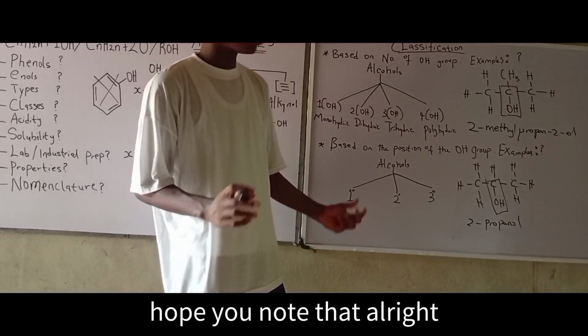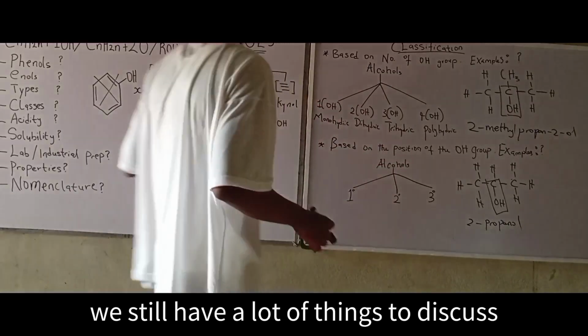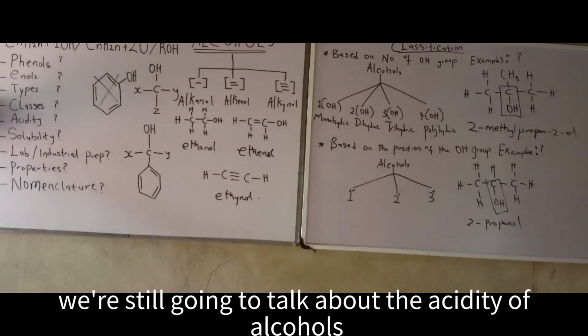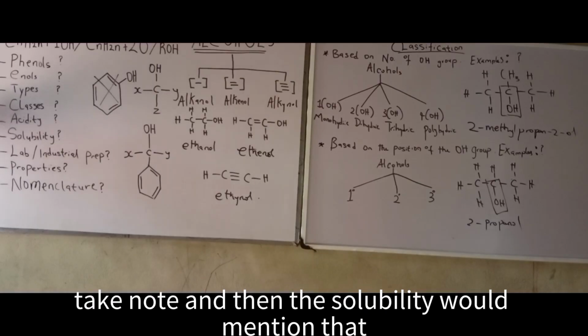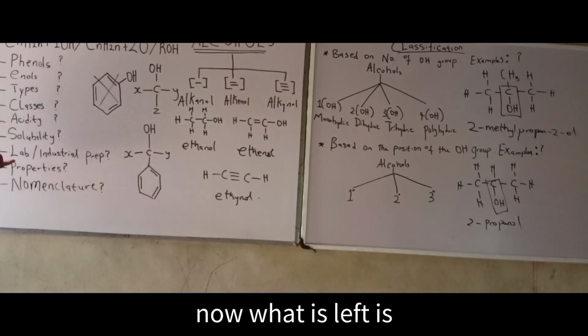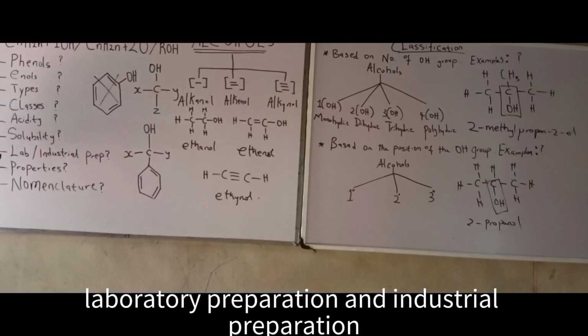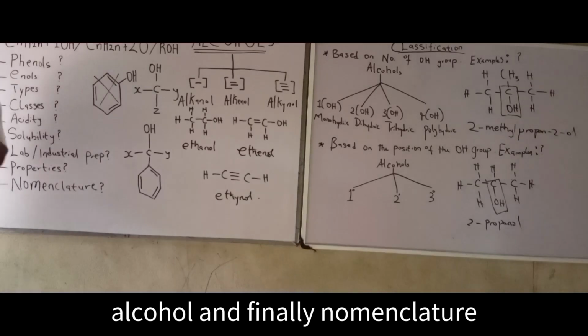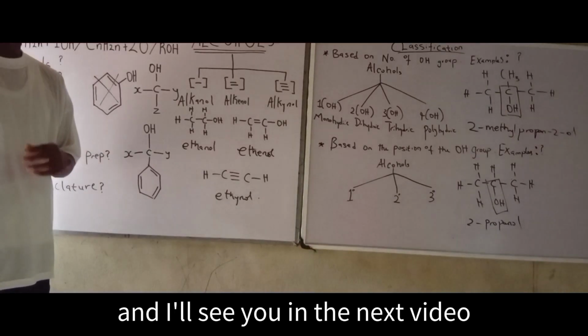Hope you note that. Alright, so on that note, we still have a lot of things to discuss. We're still going to talk about the acidity of alcohols, take note, and then the solubility, we'll mention that, alright? So now, what is left is laboratory preparation and industrial preparation, including the properties of alcohol. And finally, nomenclature. So make sure you stay tuned, and I'll see you in the next video.